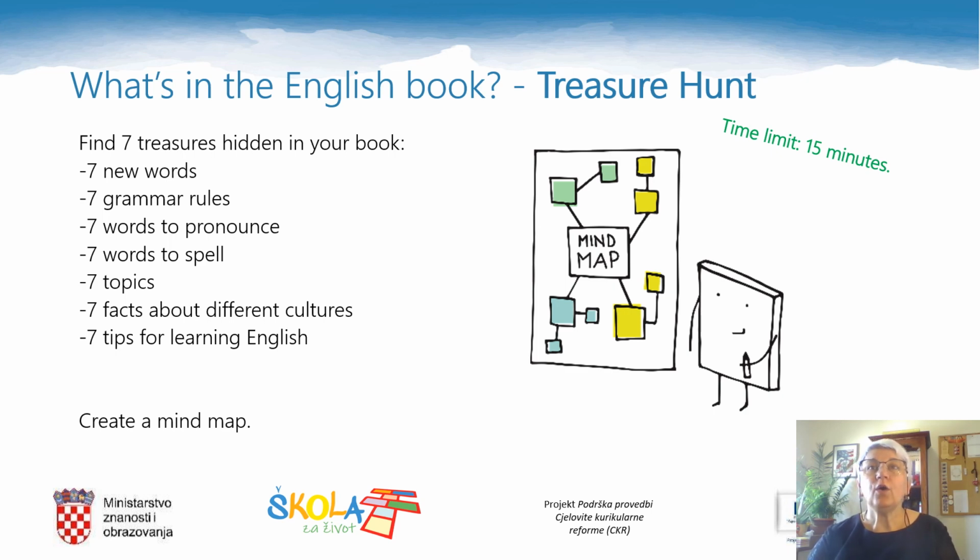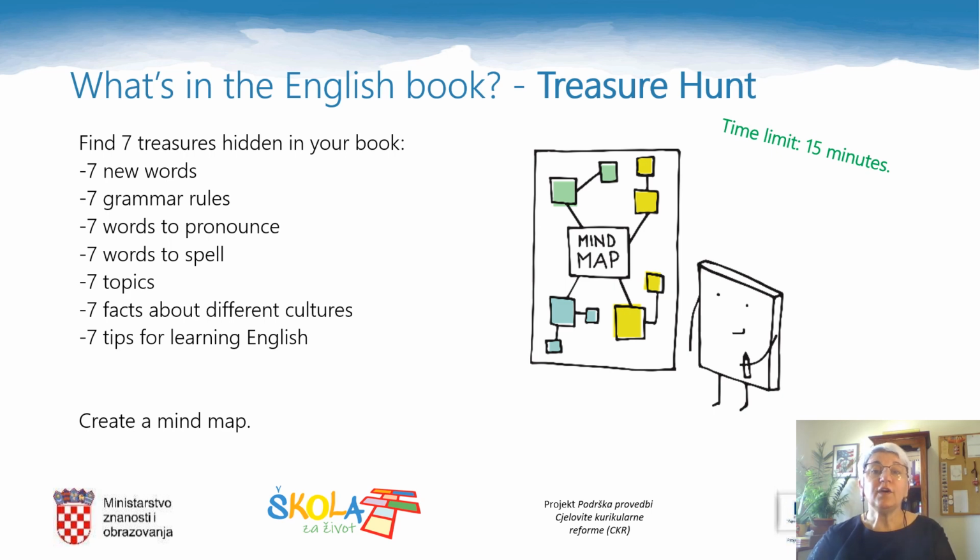Can you find, or can you remember and then check 7 different topics that you discussed with your teacher and you found texts about them in your book? Can you find 7 facts about different cultures? Like, for example, people in the United Kingdom, people in the United States of America, some stories from Australia, some stories from New Zealand, some stories from different parts of the world, different cultures. Can you find 7 of them in your book?